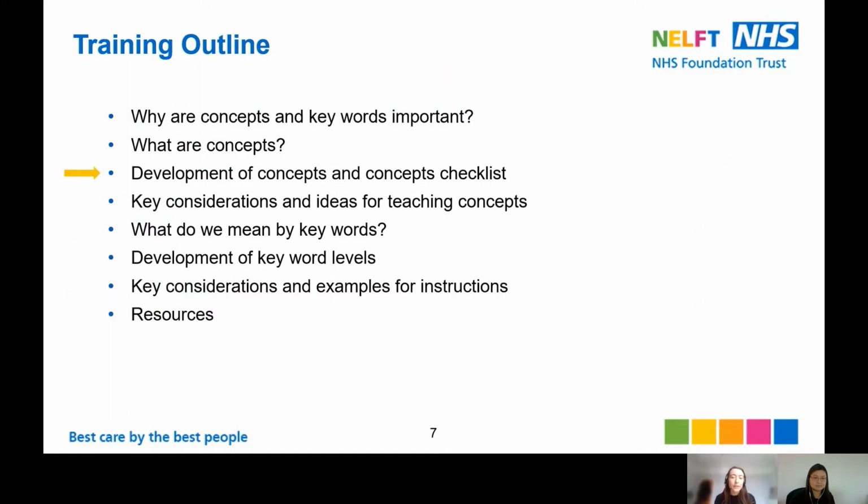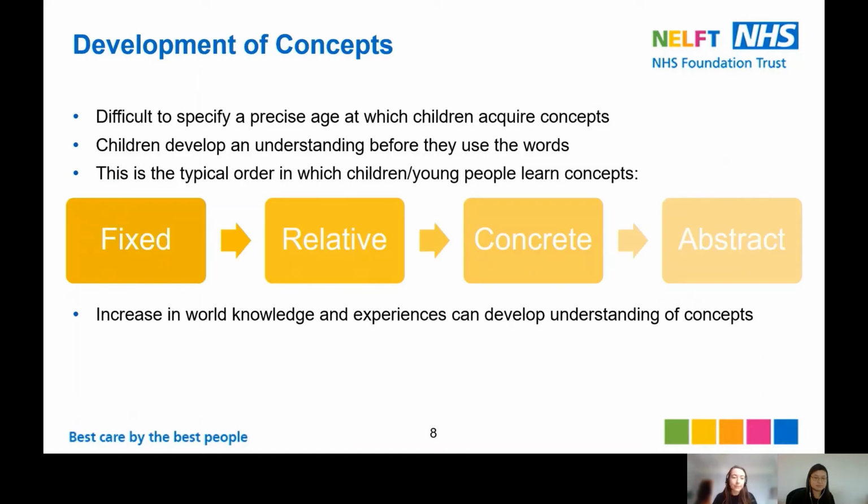So next, we're going to talk about the development of concepts and the concept checklist. It's difficult to say exactly when children acquire different concepts, but typically children have to understand language before they can use language. And for concepts, the typical order for acquiring them is first to understand fixed attributes such as colour, shape, size. For example, apples are round and either green or red, and these are things that are always the same, so they are fixed attributes.